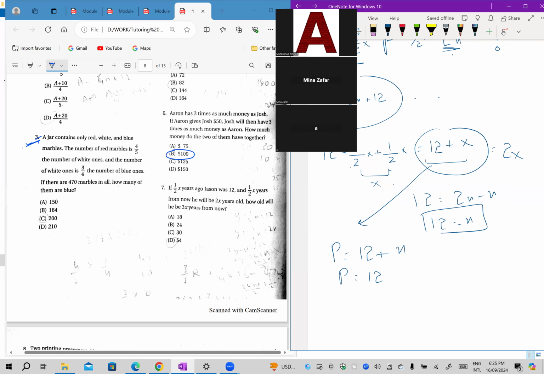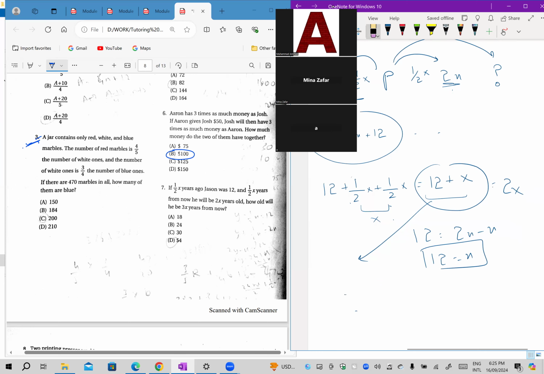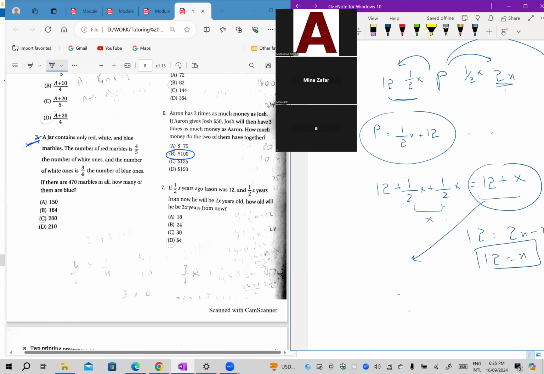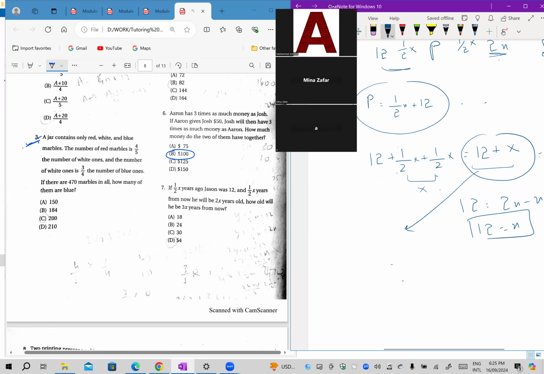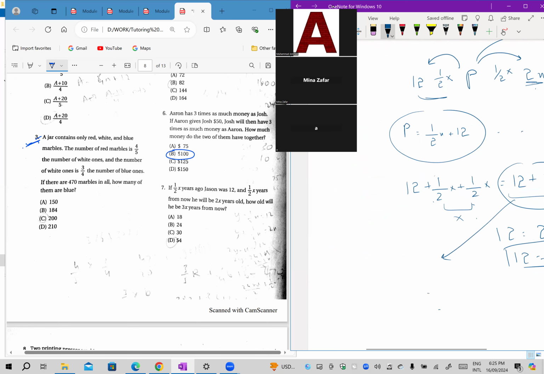Wait. Hold on. गड़बड़ हो रही है मेरे ख्याल से. x तो 12 आ गया हमारे पास. If x is equal to 12, okay. Okay, yeah. So right now, what's his age? Present is half x plus 12. Yeah. This is the expression for present.